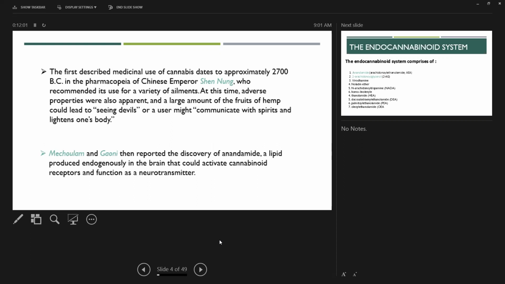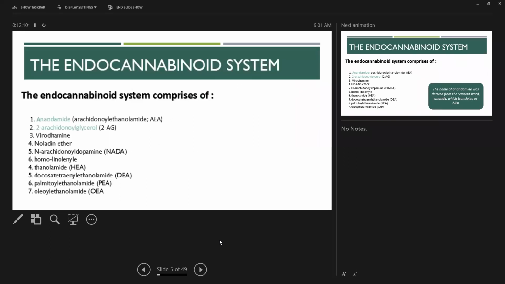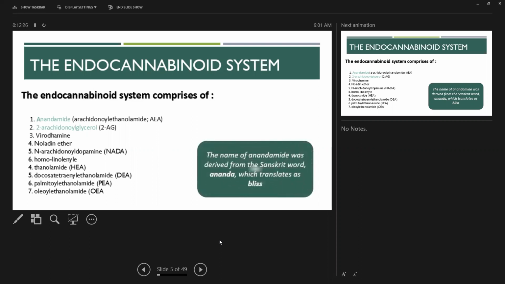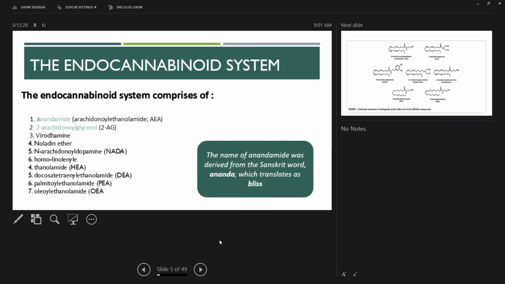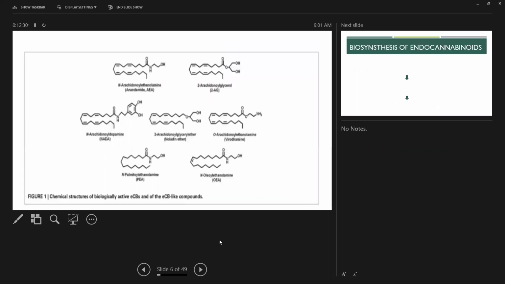Mechoulam and Devane then reported the discovery of anandamide, a lipid produced endogenously in the brain that could activate cannabinoid receptors and function as a neurotransmitter. The endocannabinoid system comprises mainly anandamide and 2-arachidonoylglycerol. Others are virodhamine, noladin ether, N-arachidonoyl dopamine, homolinolenoyl ethanolamide, docosahexaenoylethanolamide, palmitoylethanolamide, and oleoylethanolamide. The name anandamide was derived from the Sanskrit word ananda, which means bliss. These are the structures of various endocannabinoid compounds.